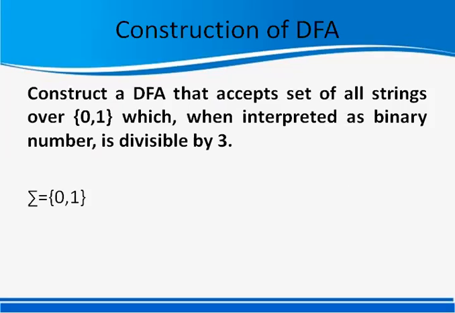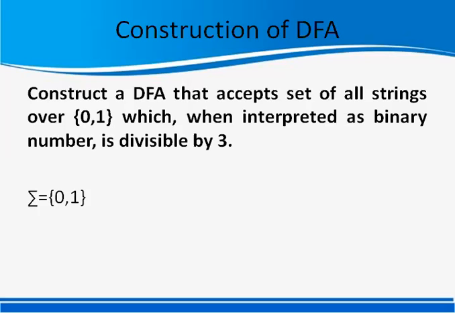Today, we are going to construct a deterministic finite automata that accepts the set of all strings over 0, 1, which when interpreted as a binary number is divisible by 3. So for this, first we will find the sigma, that is 0, 1.